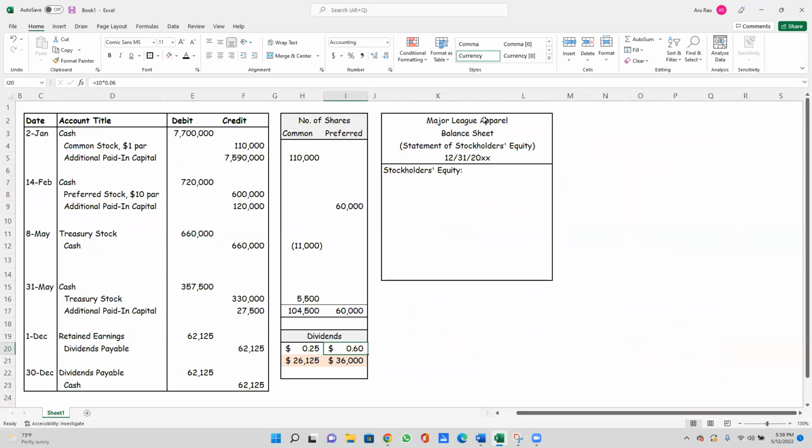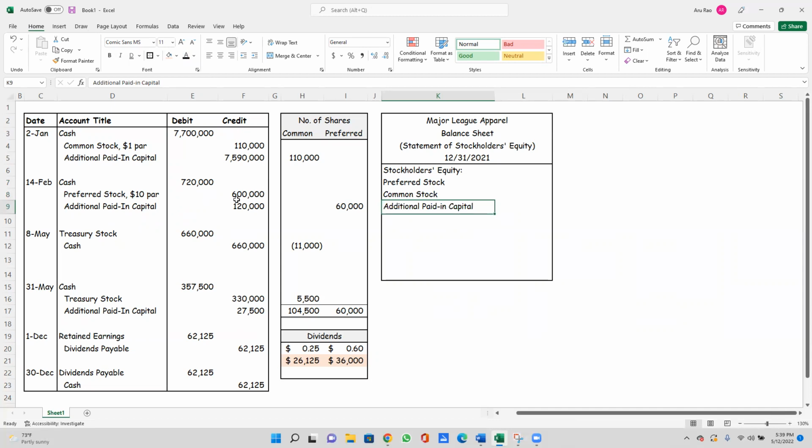So I have Major League Apparel, their balance sheet. I'm obviously doing just a partial balance sheet, only the stockholders' equity section. And this is on December 31st, and they have told me the year is 2021. Let's start out and identify what we're going to have in the stockholders' equity section. It depends on whether the company wants to write common stock first or preferred stock first. I'm just writing preferred stock first over here, then common stock, then additional paid-in capital.